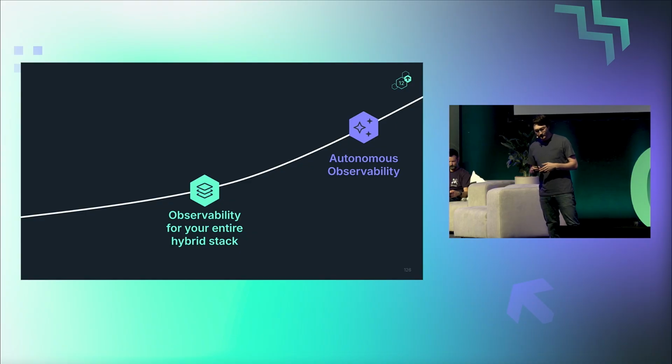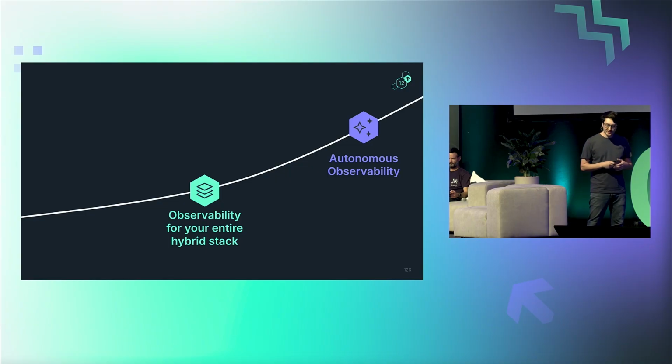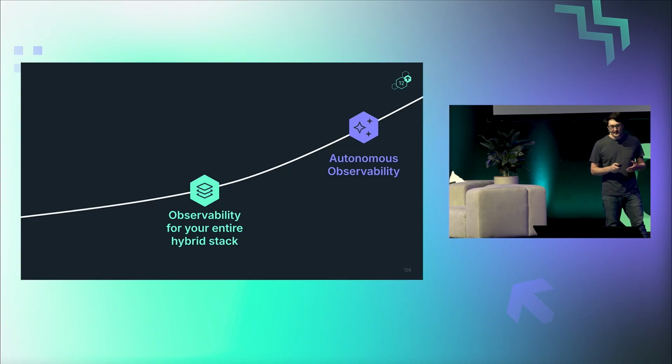And 3.0 will be a major stepping stone in our journey towards autonomous observability. Observability that does not just show you what is happening, but increasingly helps you act on it.